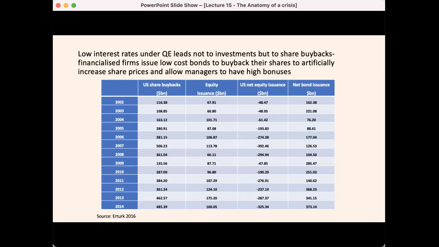Financialized firms issue low-cost bonds to buy back their shares, which artificially increases their share prices and allows managers to have high bonuses. And just as the CARES Act restrictions have been lifted in America, which said that firms cannot use American Fed money to buy back their own shares, just as that has been lifted, we've seen figures in recent lectures to suggest that share buybacks have now reached a historical peak.